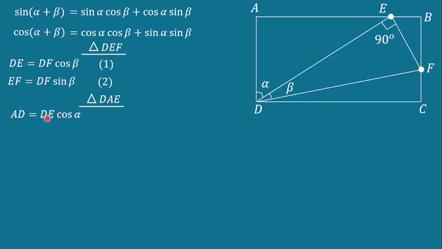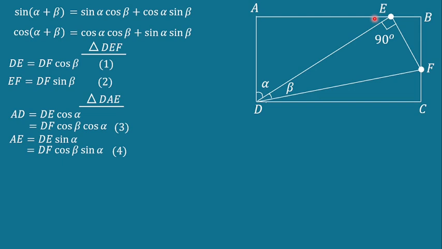And if I use the value of DE from equation 1, I can write AD equals DF cos beta times cos alpha, where DF cos beta is the value of DE at this position. Similarly, for the perpendicular AE, I can write AE equals DE times sine of alpha, that is hypotenuse times sine of alpha. And again, using the value of DE from equation 1, I can rewrite this as DF cos beta times sine alpha.